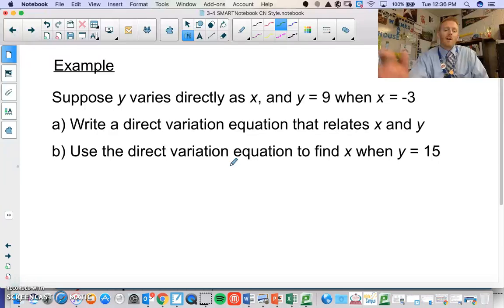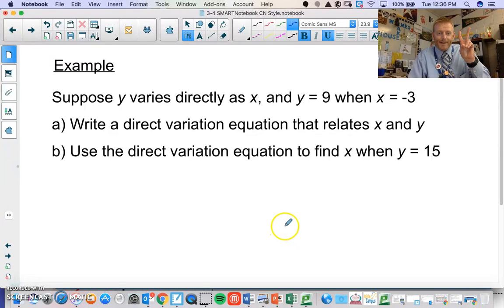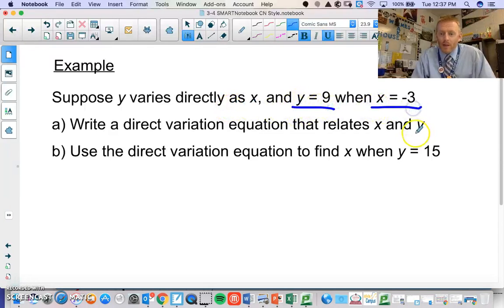All right, here are our next 2 examples. The last 2 examples are probably the ones that are the most confusing. Our job is to take the information, suppose that y varies directly as x. So that's always going to be in our words. We're going to take the y and the x and plug them into y equals kx for part A.